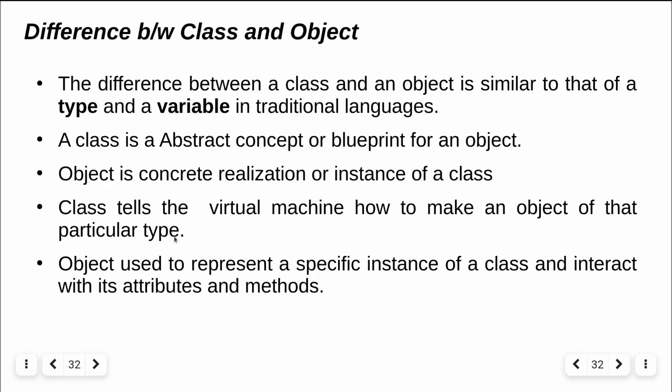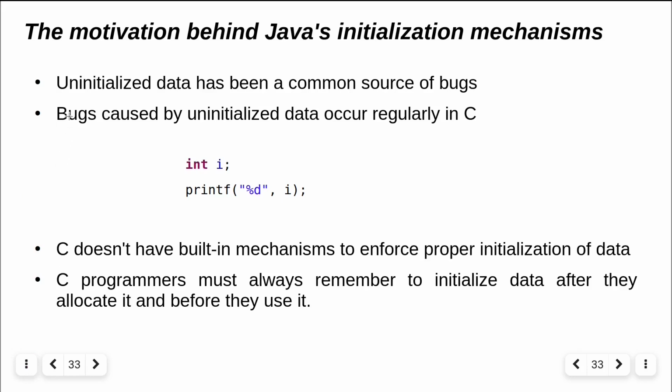In the previous class we have seen an introduction to classes and objects. Today let us see constructors. Uninitialized data has been a common source of bugs. Bugs caused by uninitialized data occur regularly in the C language.